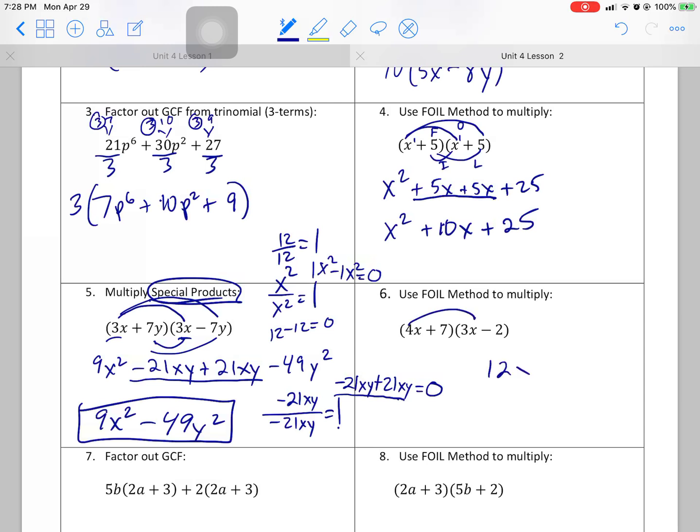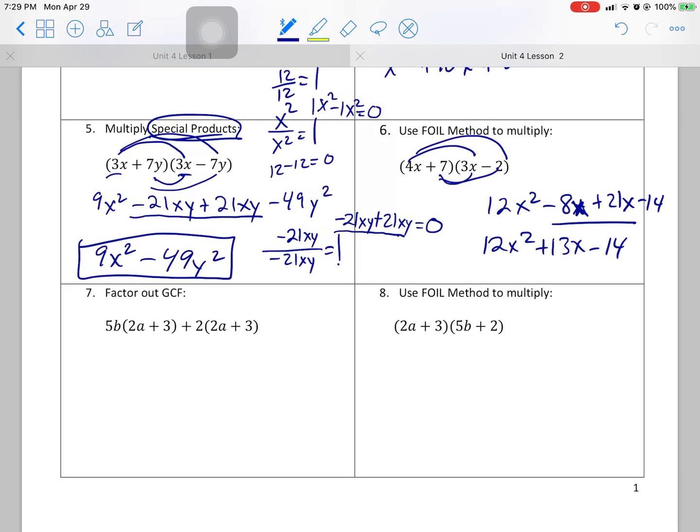This one is what, 12x squared minus 8x plus, ooh, what did I forget? This x times this x makes 1 plus 1 is 2. 1x plus no x is 8x, right? And plus 21x minus 14. These together, 12x. So 21 minus 8 is a positive 13 minus 14.